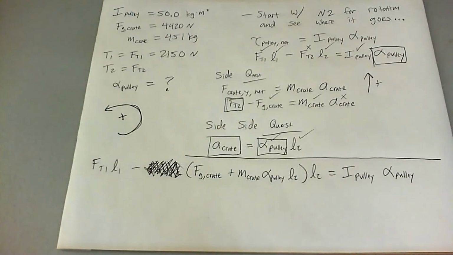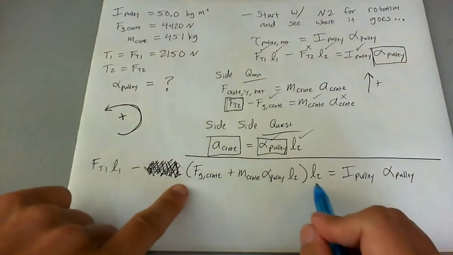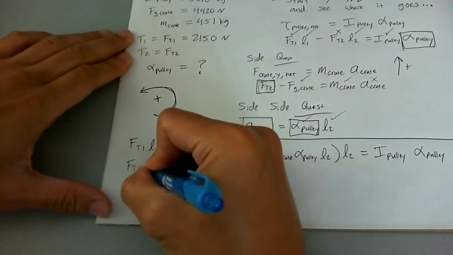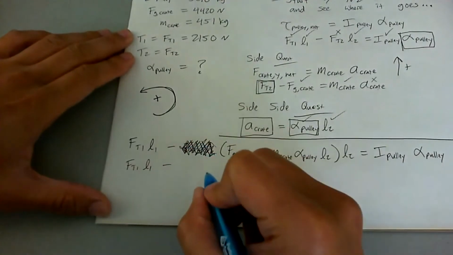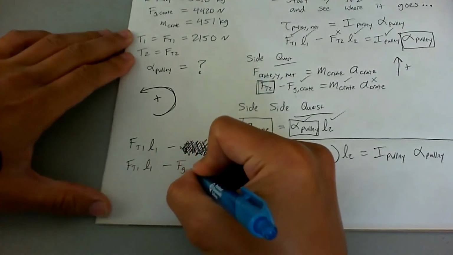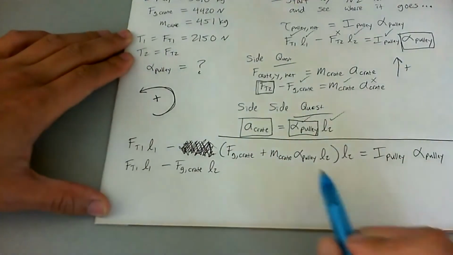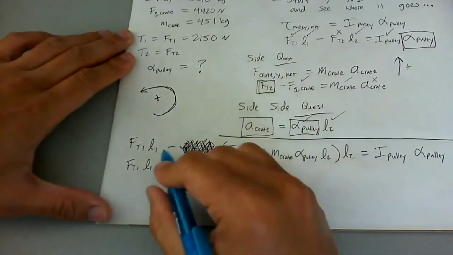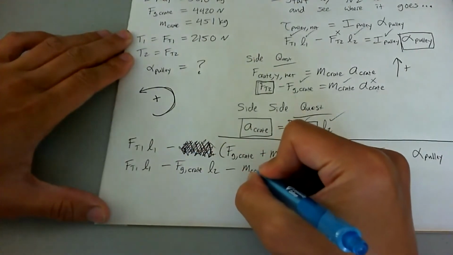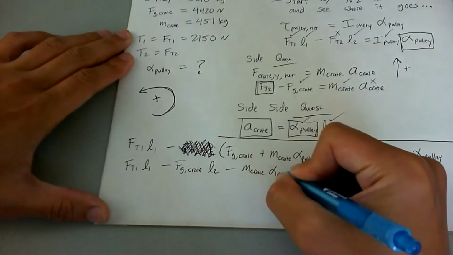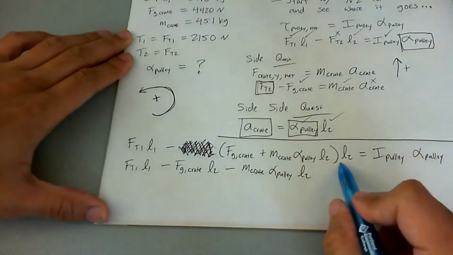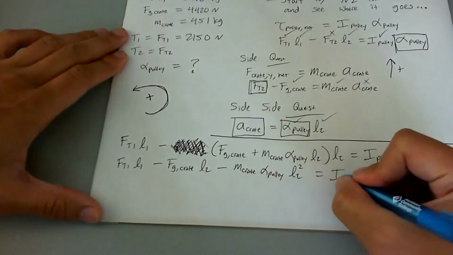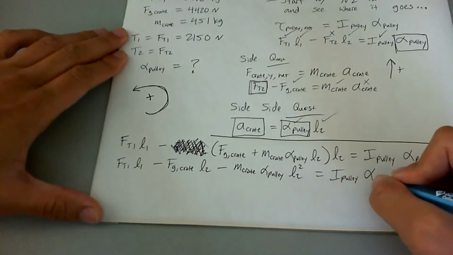Okay. Now, let me go ahead and take this out of the parentheses so we have all of our terms lined up. FT1 L1 minus FG crate L2, so I'm multiplying this by the L2 out here, minus, so minus plus, so that's a minus, M crate alpha pulley L2 L2, which is just going to be L2 squared, is now equal to I pulley alpha pulley.